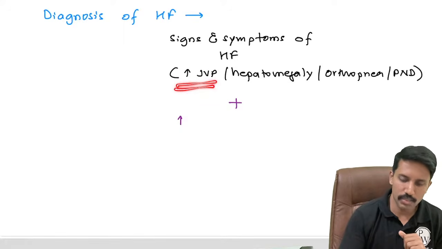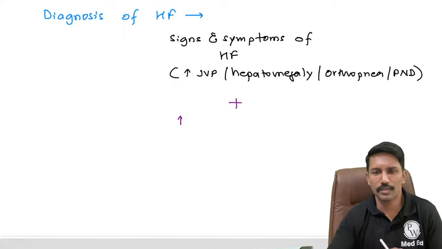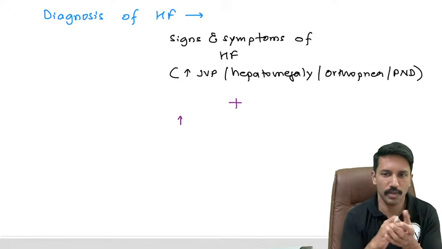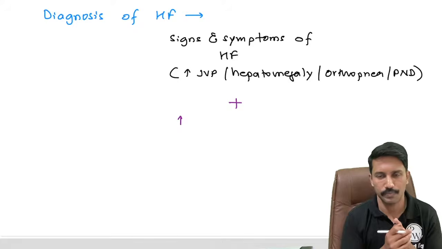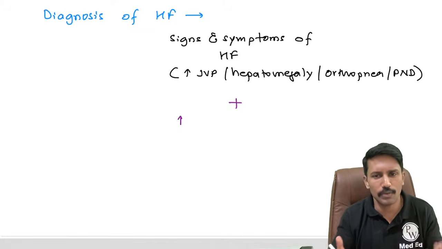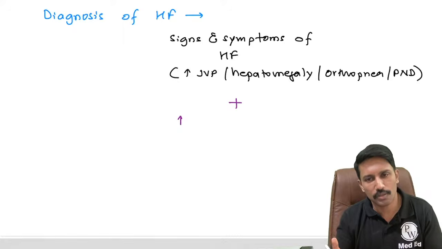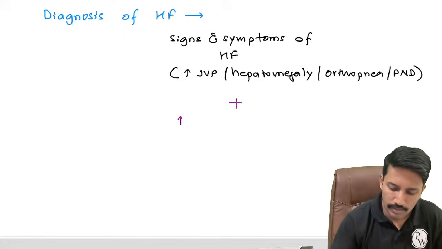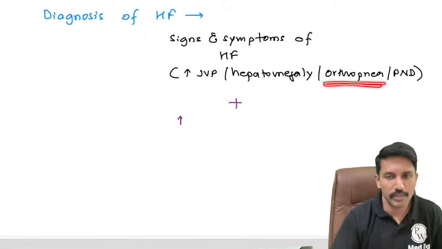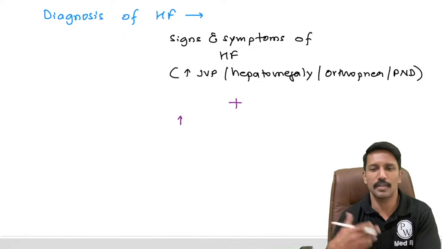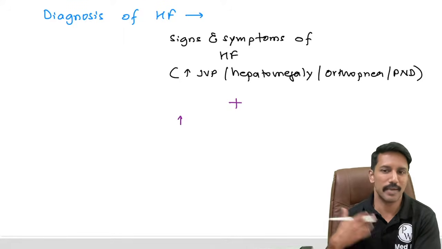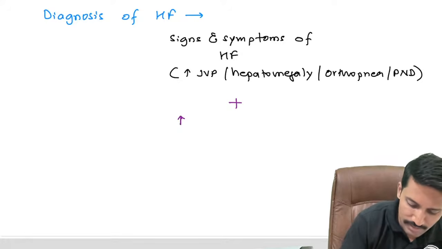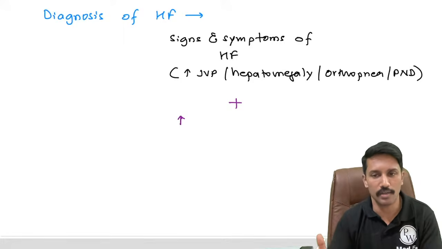Can I have raised JVP without heart failure? Yes. If there is a right atrial obstruction or a tumor in the right atrium, I can have raised JVP. Can I have hepatomegaly without heart failure? Yes. If I have some storage disorders affecting the liver, or hepatitis. Can I have orthopnea without heart failure? Yes. In conditions like massive obesity, massive ascites, we can have it. So that is why I have to link these heart failure symptoms to the heart with the help of a biomarker.